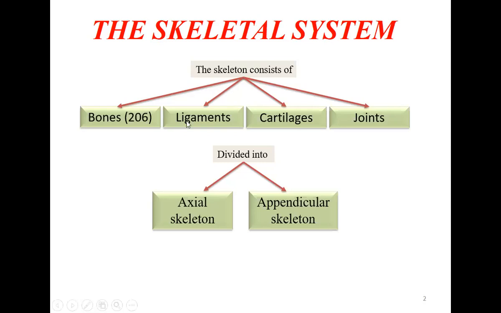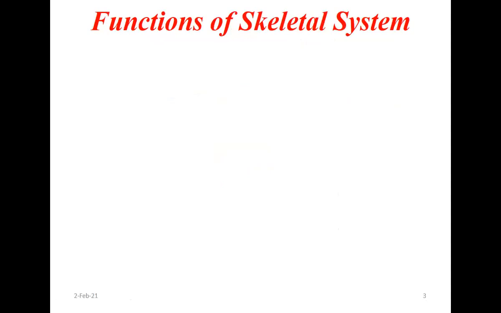Along with these bones, there are also ligaments and cartilages. And whenever two bones come close together, it is called a joint. So the skeleton system is made up of all these bones, ligaments, cartilage, as well as joints. We'll study them one by one. Then this skeleton system is divided into two types, as I said before, axial skeleton as well as the appendicular skeleton.